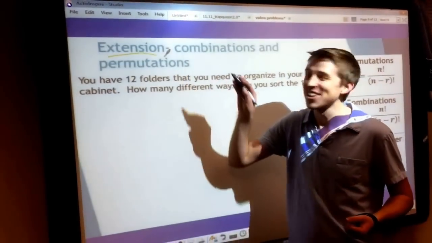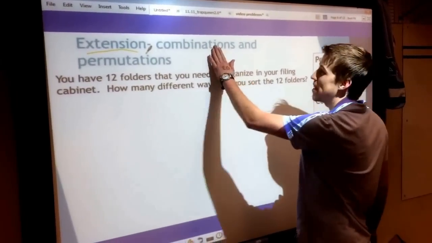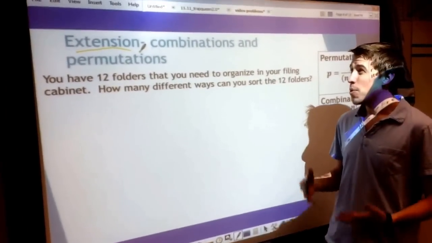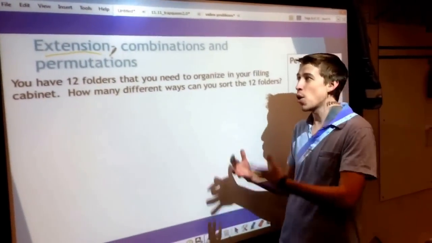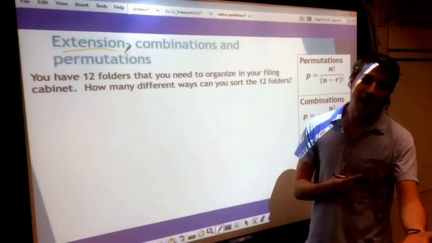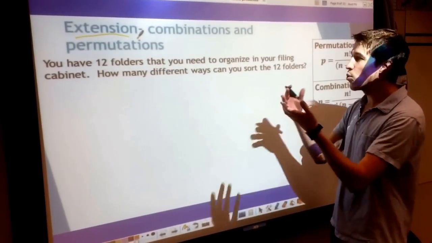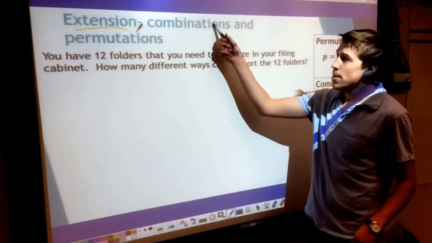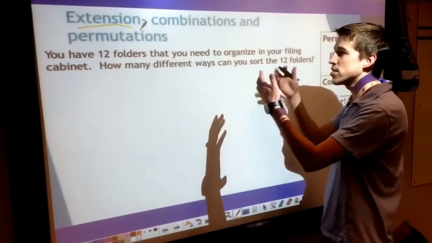So you guys are going to learn an ACT skill, combinations and permutations. You might learn this a little bit in Algebra 2, but this is one of those ACT topics that's always on the ACT, but we might not always get to it in our class. So you're going to learn it now. And the reason we need to do combinations and permutations is for questions like this.